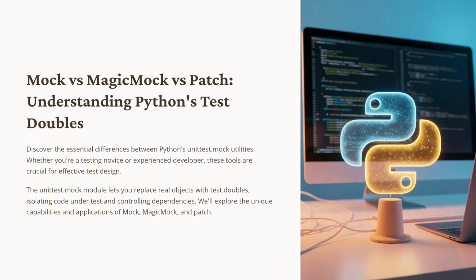In this video, we are going to discover the essential differences between Python's unittest.mock utilities. Whether you are a testing novice or an experienced developer, these tools are crucial for effective test design. The unittest.mock module lets you replace real objects with test doubles, isolating code under test and controlling dependencies, and we'll explore the unique capabilities and applications of Mock, MagicMock, and also patch.